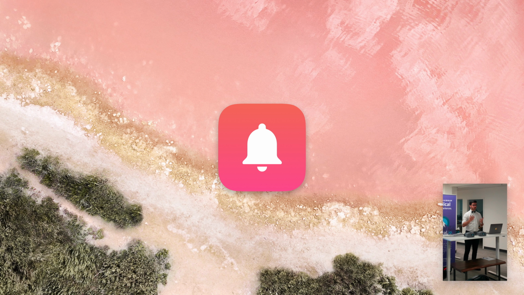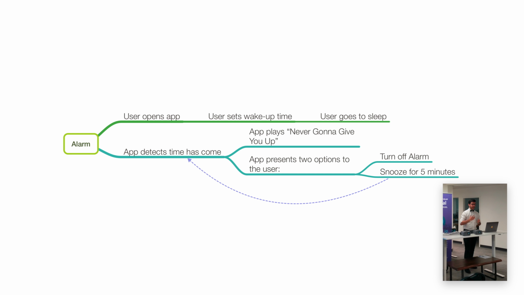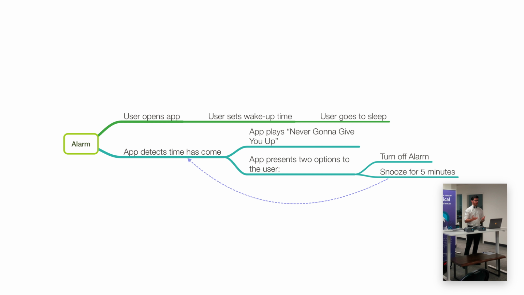So I chose an alarm clock app for my example. The best way I thought I can show you is with an example, and an alarm clock is a really simple one. So the first thing I always like to do is to create the user's journey, kind of like the process flow. And so it's an alarm clock. User opens the app, sets wake up time, user goes to sleep. App detects time has come, app plays Never Gonna Give You Up, user wakes up. You have 2 options, turn off alarm or snooze for 5 minutes, and snooze sends it in a loop.